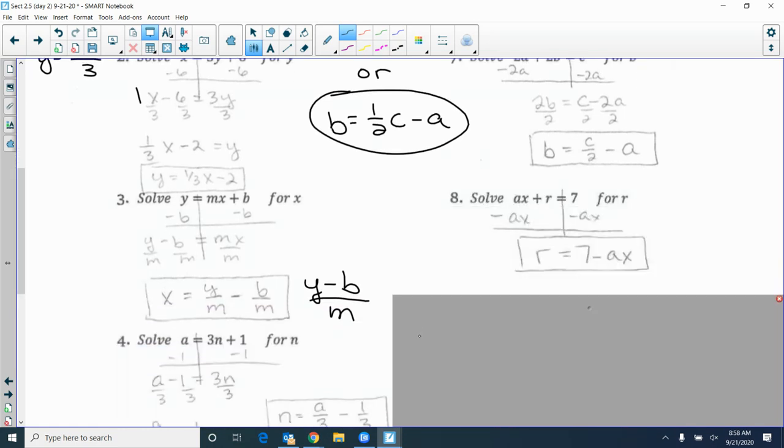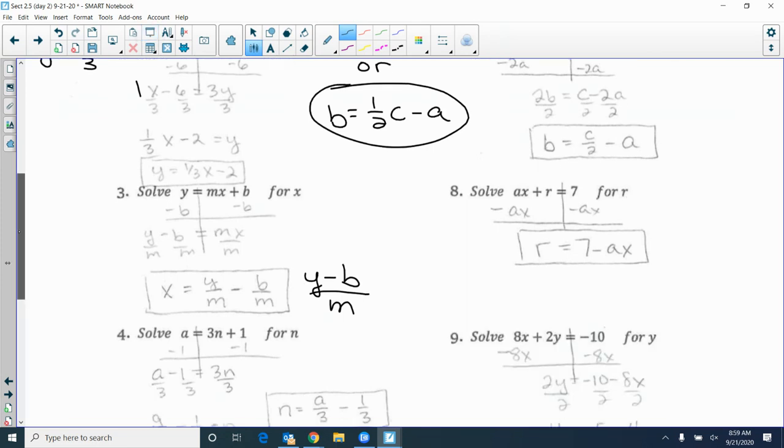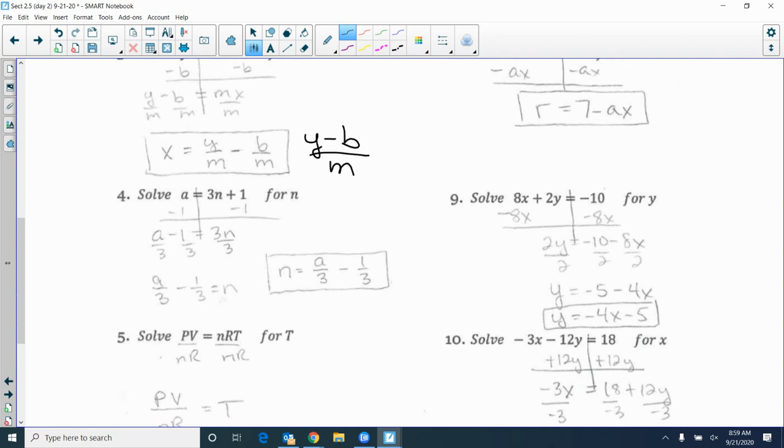8, subtract AX, you're done. That one's not too bad. You only have one step to do for that one. And 9, you got 8 plus 2x. Oh, we already did that one, right? So we should be good.